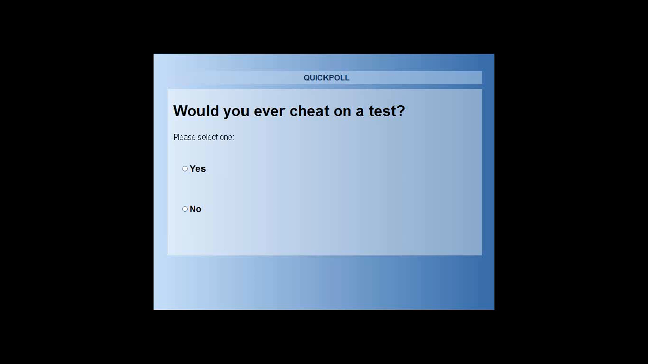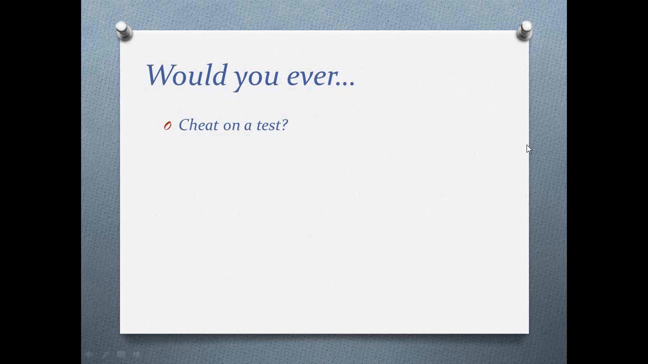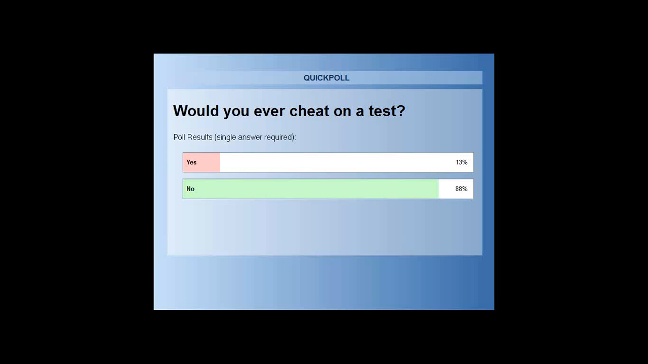Okay, if you haven't voted, please go ahead. We're going to close it in 5, 4, 3, 2, 1. All right, and can you share those results with us, Andrea? Do you see them? I see them, but on my screen they're really small. On everyone else's screen, I'm sure it's big and able to see. Okay, so we have 13% who said yes, and 88% who said no.